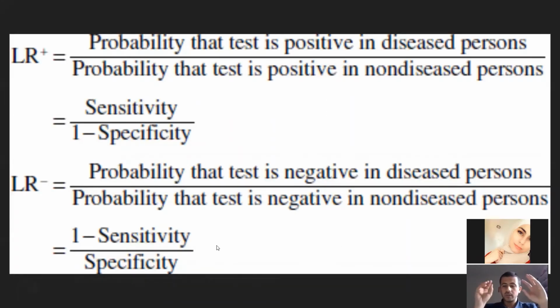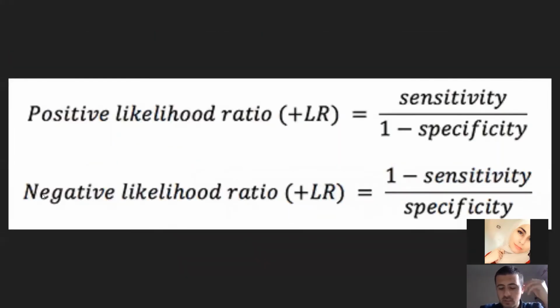After we calculate them, we understood that we use the likelihood ratio positive for a positive result and likelihood ratio negative for a negative result. This is a repetition. I'm really sorry, this should be a minus.